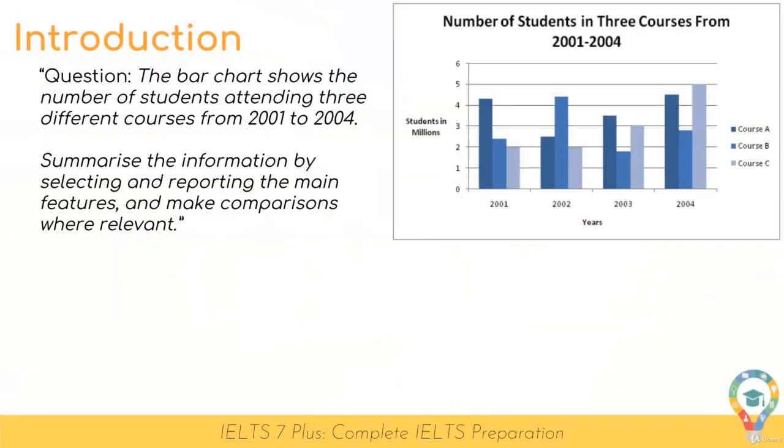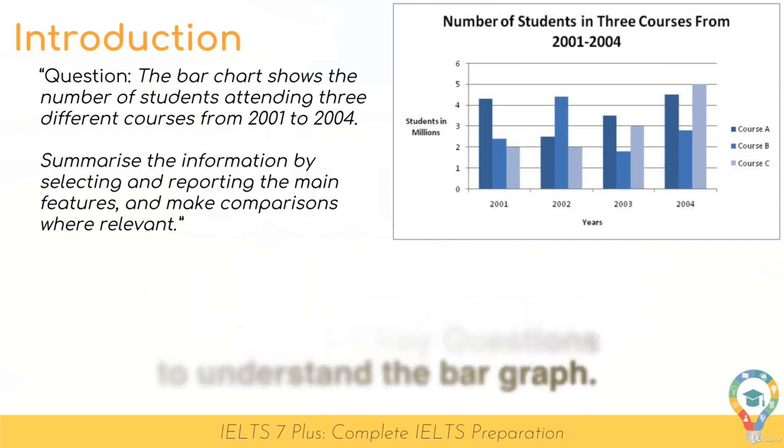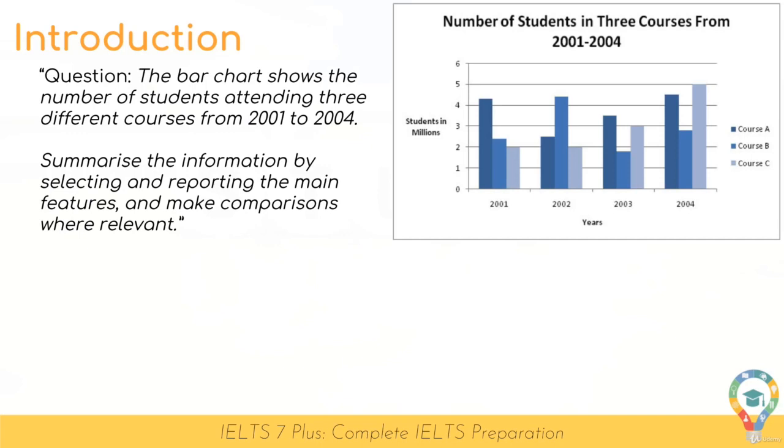Here is a Task 1 question. The bar chart shows the number of students attending 3 different courses from 2001 to 2004. Summarize the information by selecting and reporting the main features and make comparisons where relevant. On the vertical y-axis, we have students in millions, and on the bottom x-axis, we have the 4 different years. To the right of the bar graph, there is a key which gives us the 3 different courses.